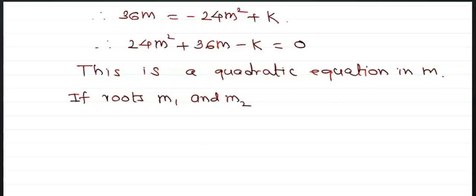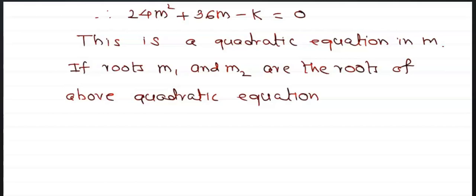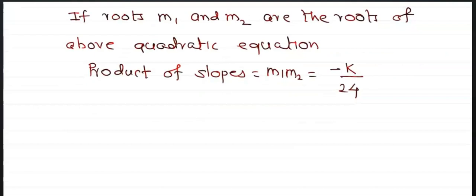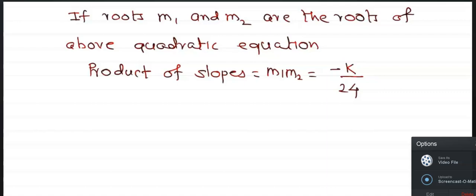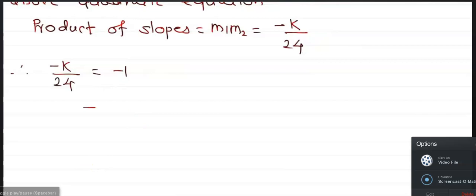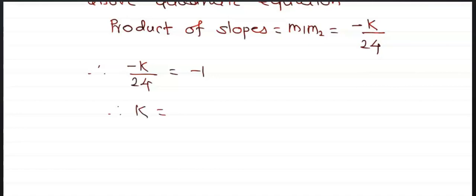Its roots m1 and m2 are the roots of the above quadratic equation. The product of the slopes m1 and m2 is, that is, m1 into m2 is equal to c upon a. And the tangents are perpendicular, the product of the slopes is minus 1, therefore k is equal to 24.